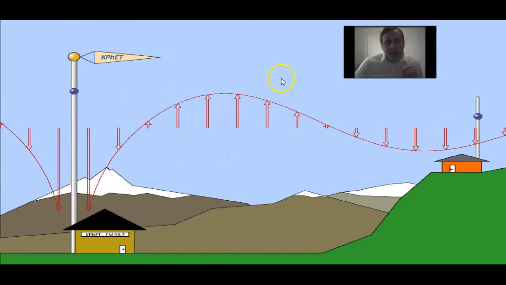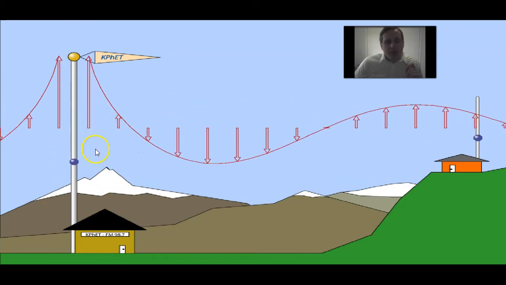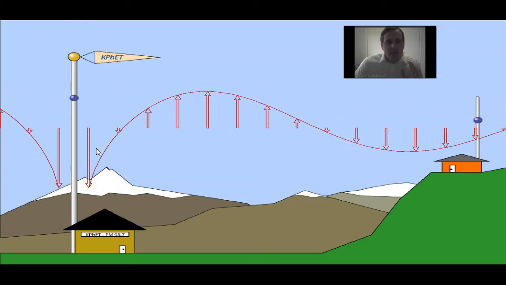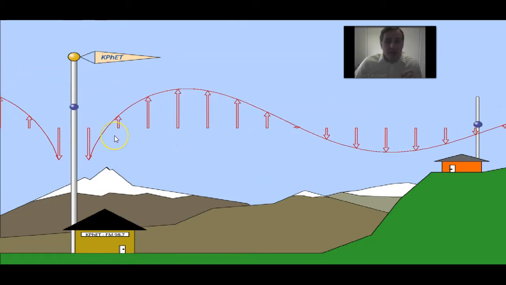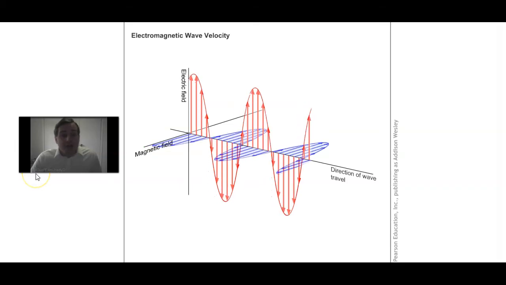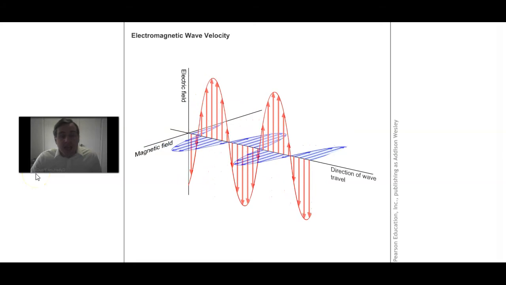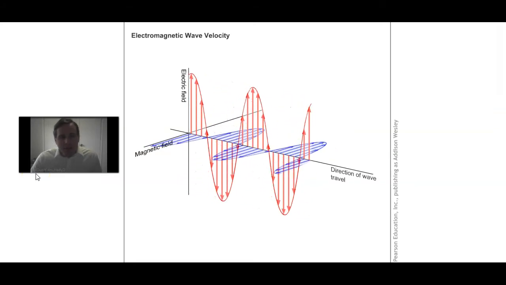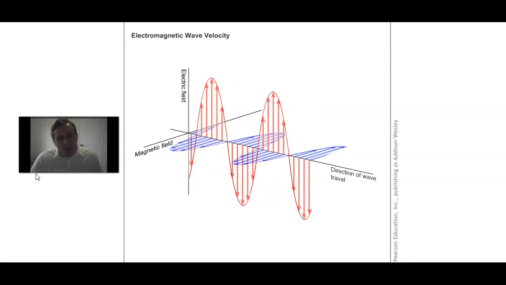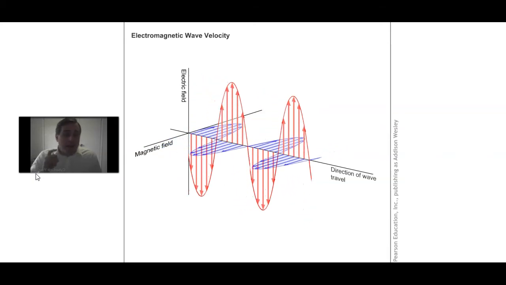Now let's focus in more on how the electric fields and the magnetic fields vary as a function of time and how they co-induce one another. So what I have shown here is a model of an electromagnetic wave. What do I mean by a model? Well, this is one way to depict an electromagnetic wave.